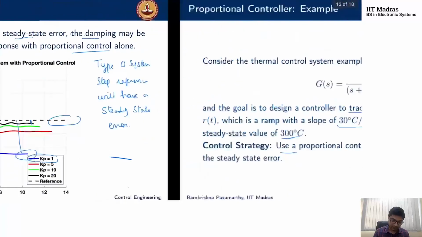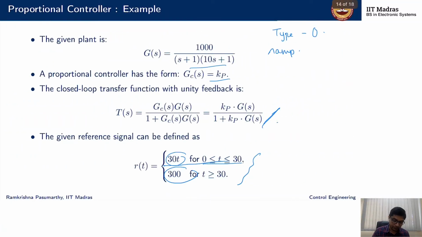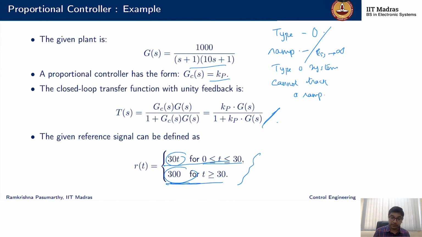So initially we might be in trouble here, and we'll see why with the help of some plots. We know that because it's a type 0 system, the ramp will have a steady state error of infinity. A type 0 system cannot track a ramp signal. Okay, what happens after that? After that, it just becomes a step. So I know that a type 0 system can track a step with some steady state error.